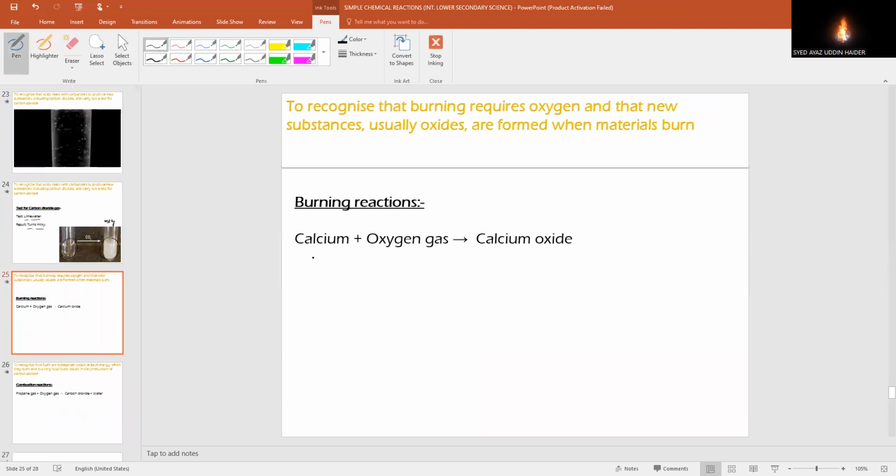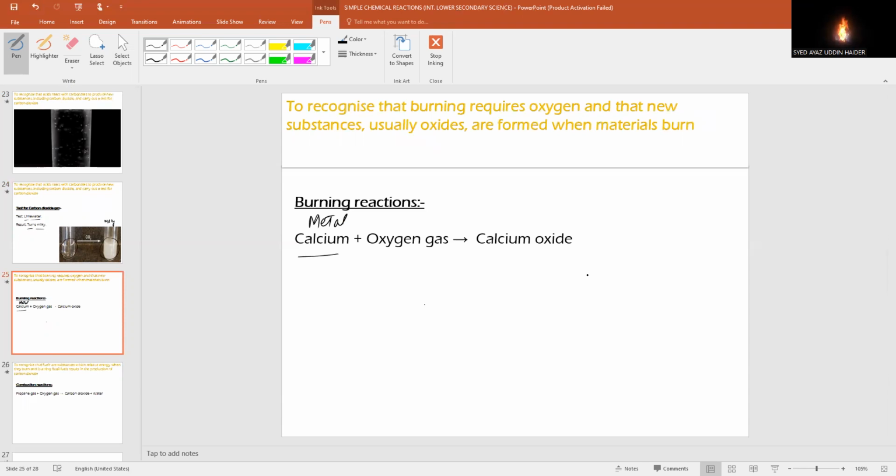Burning reactions. Burning reactions, as I've already explained, involve a reaction between metal and oxygen gas. Here, calcium is the metal. It's reacting with oxygen gas. You are getting one product, which is calcium oxide. This is an example of a combination reaction because you are getting only one product here. Calcium oxide is the one product, only one product.